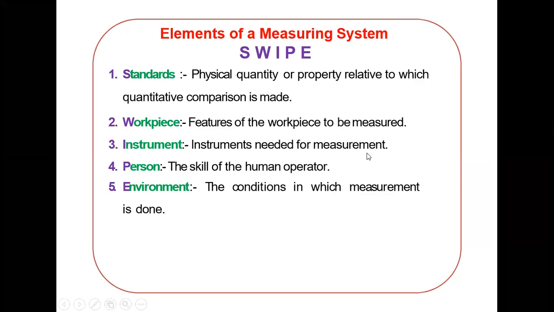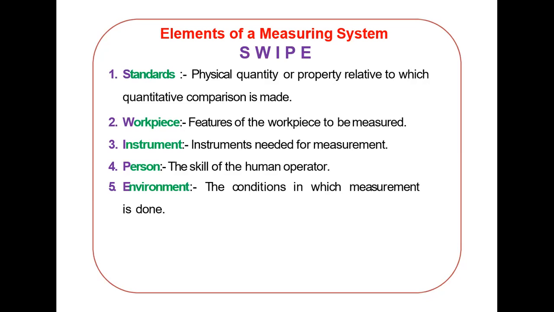So first of all, we are going to explain what are the elements of a measuring system, what are the basic functions and elements of a measuring system. We are taking the word SWIPE, in which each letter determines an element of a measuring system. So first one, S stands for standards, the different types of physical quantity or property relative to which quantitative comparison is made, that is called a standard.